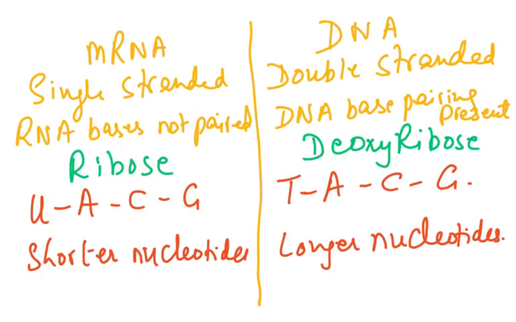So, I mean, you could do a table and you could do this like this, writing the heading. Of course, I've done it on a separate page. Single-stranded, double-stranded, RNA bases not paired, DNA bases are paired, ribose, deoxyribose. The bases are uracil, adenine, cytosine, and guanine. Of course, I've just given the letters, but you would, of course, write all of them. So, adenine, cytosine, and guanine are common to both, only the uracil and the thymine is different. Then, fewer nucleotides or shorter nucleotides and longer nucleotides.